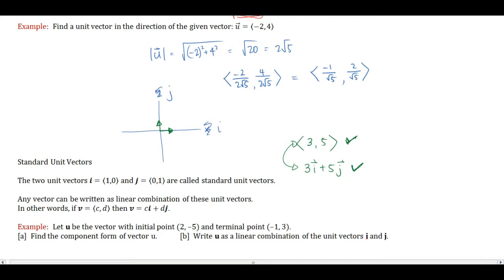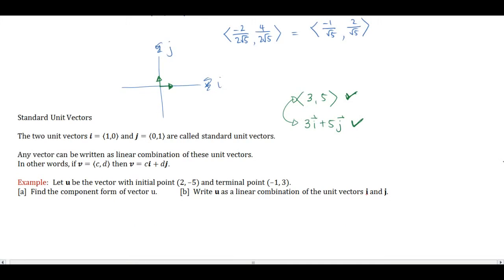So like here's an example. They say, let u be a vector with this initial point and this terminal point. Sounds like tip minus tail to me. So if I'm going to do tip minus tail for that, I will have to do, looks like negative 1 minus 2, comma 3 minus a negative 5. There is my component form for vector u, right? Put a little arrow over it. And so what would that look like? That would look like negative 3, comma 8.